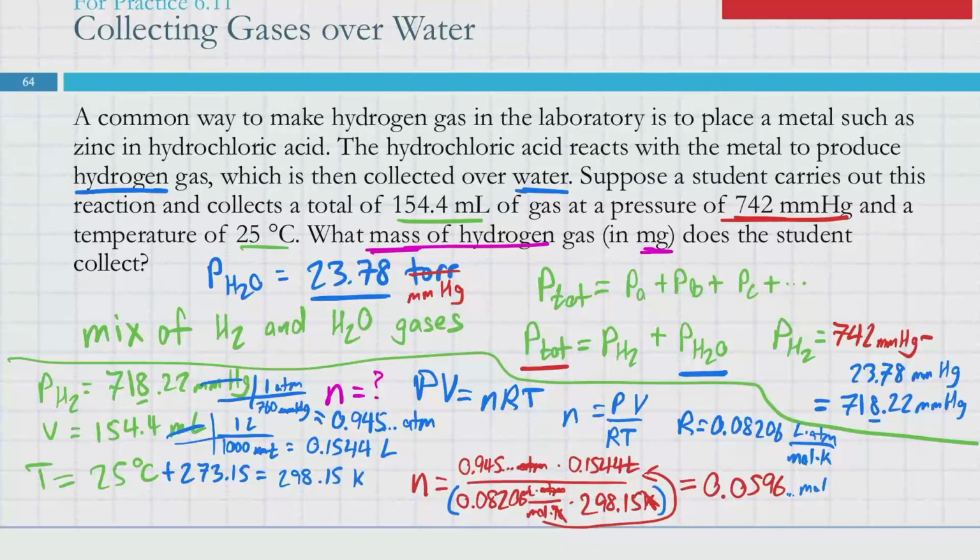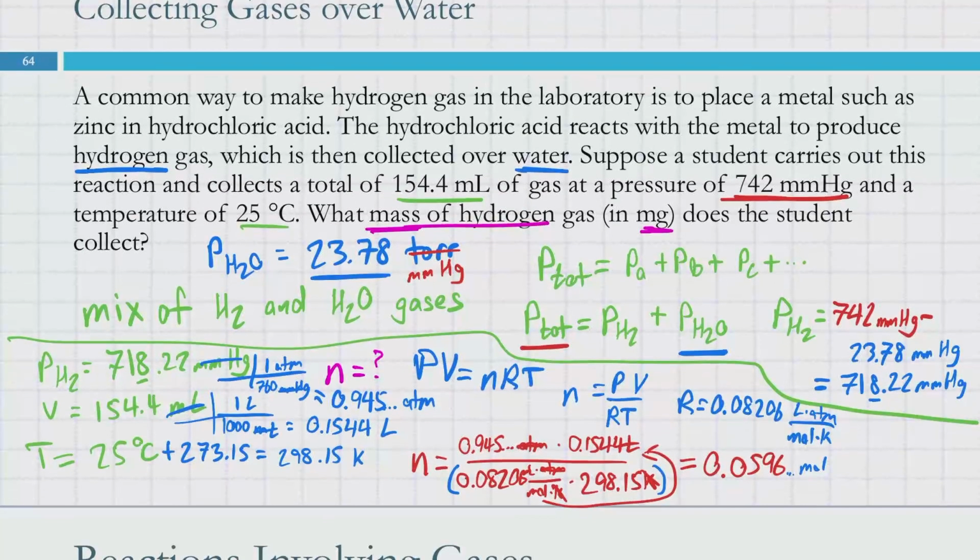Just as a reminder, it might be helpful for this problem to remember to put parentheses around the numbers on the bottom, unless you're dividing by each of them individually. So that's our moles, and then we would have to multiply by the molar mass of hydrogen gas. What's the chemical formula for hydrogen gas? Is it H?